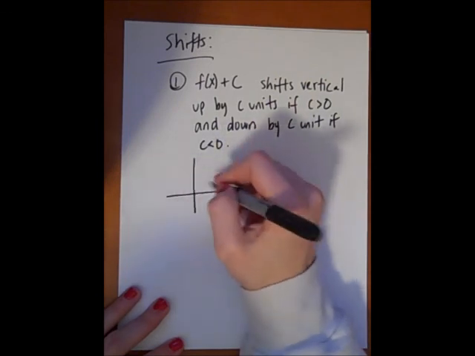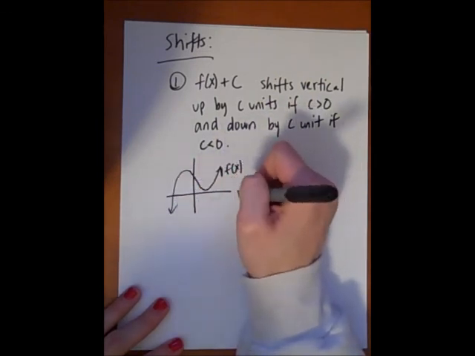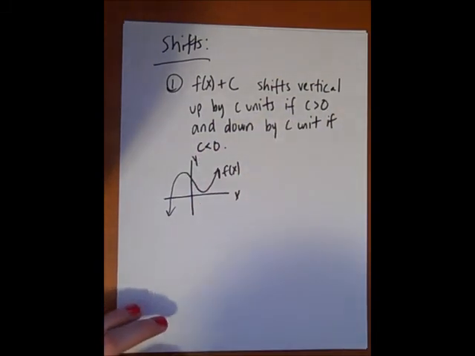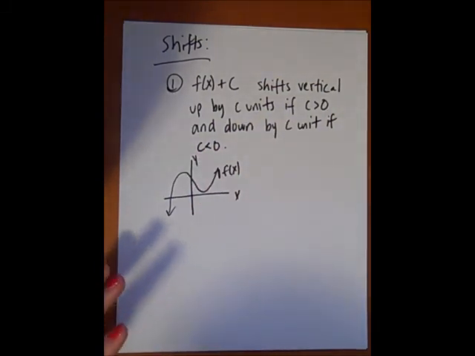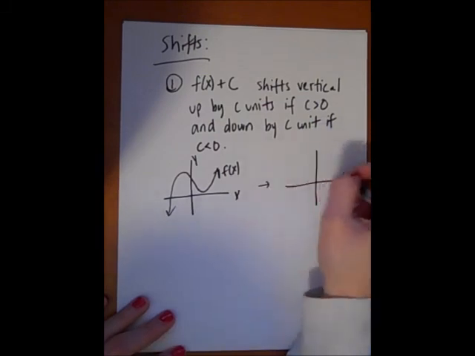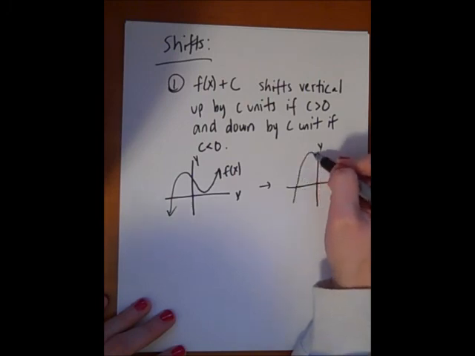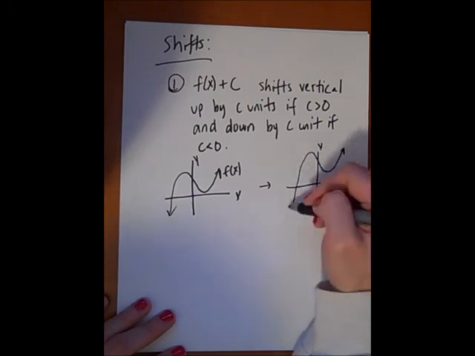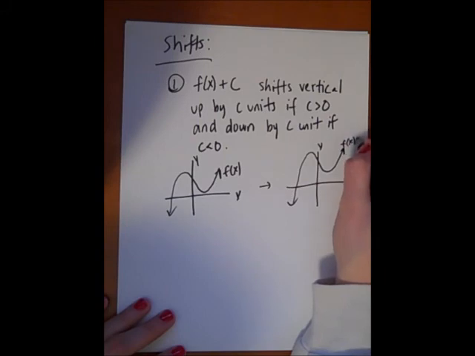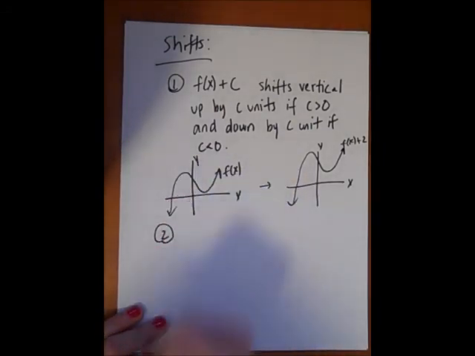So for example, let's say this is my function f of x, and I want to know what the graph of f of x plus 2 looks like. The graph of f of x plus 2 would just mean move everything up by 2, so probably like that. Whenever you add a constant and the constant's positive, just move it up. If you add a constant and the constant's negative, move it down.